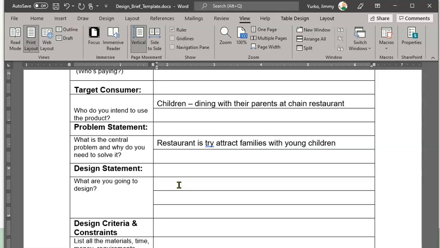By this point in the process, we don't know the solution. If you're coming out here and saying, I'm going to design a yo-yo, then you are going too fast. So you be the yo-yo at that point.